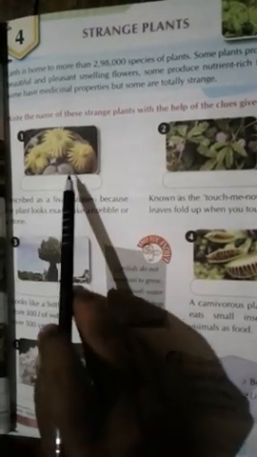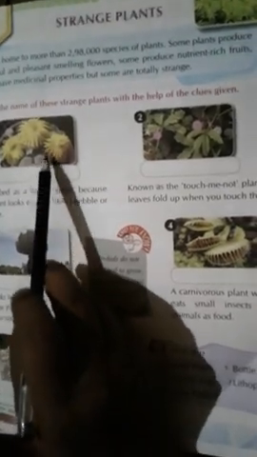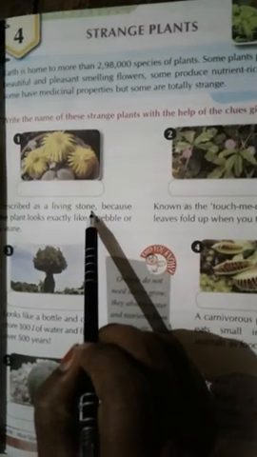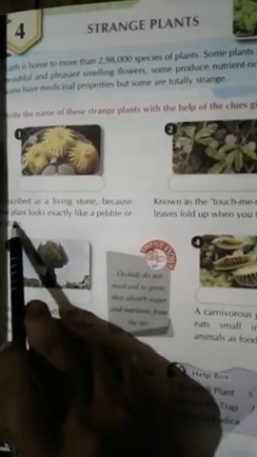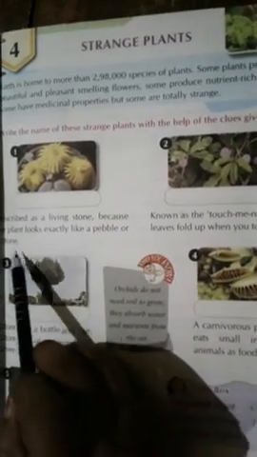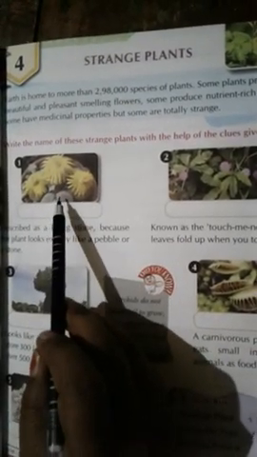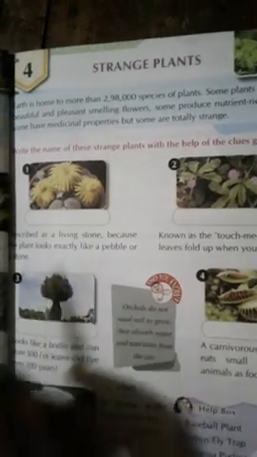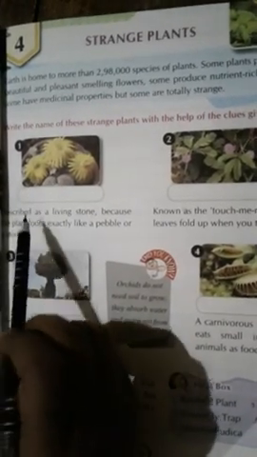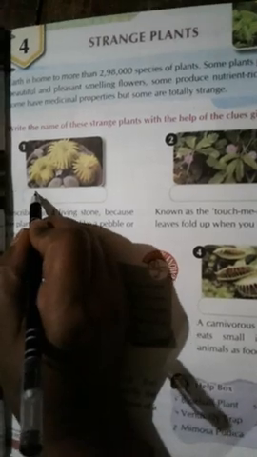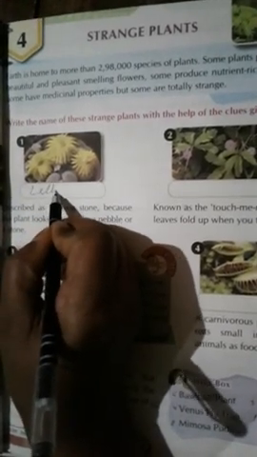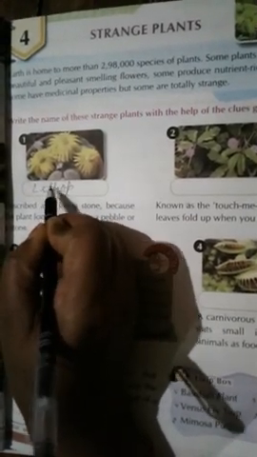So look at this picture. It looks like a stone, na? That means a living stone, because the plant looks exactly like a pebble or a stone. You can see in the picture, it looks like a stone. So what is the name of this plant? This is a lithop. What is the spelling? LITHOP. It's a lithop. It looks like a stone. So let's move on to the second picture.